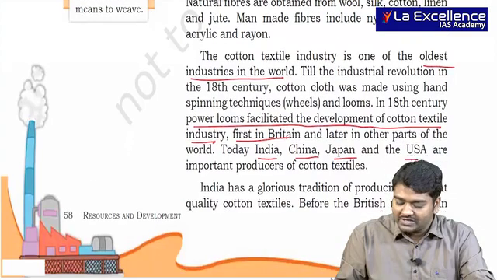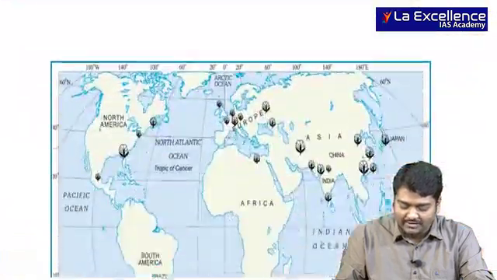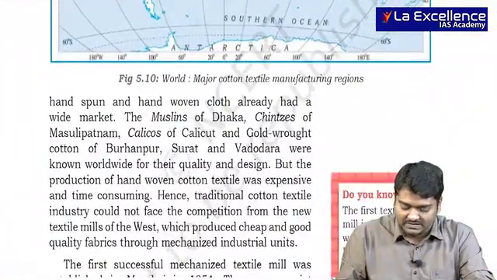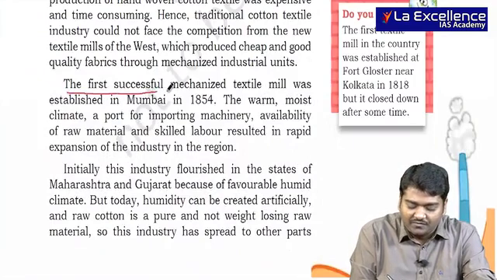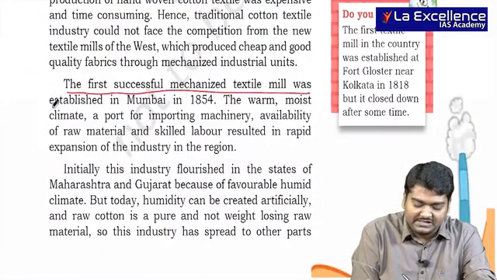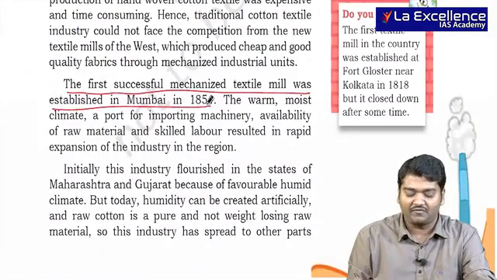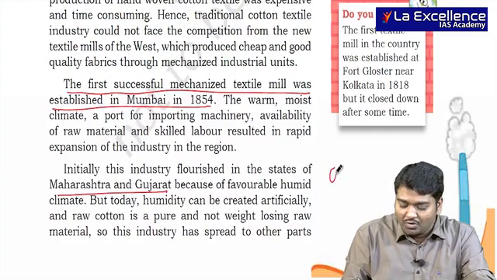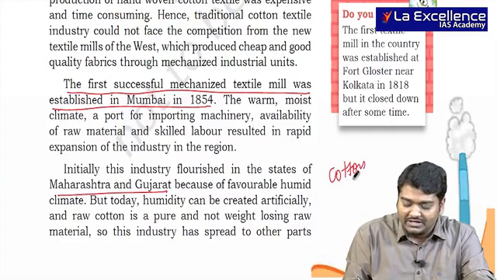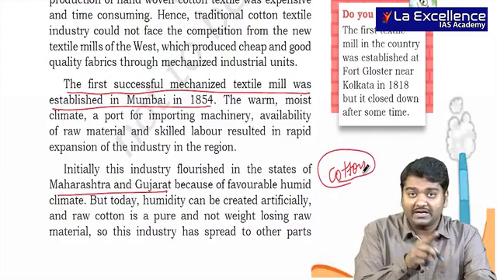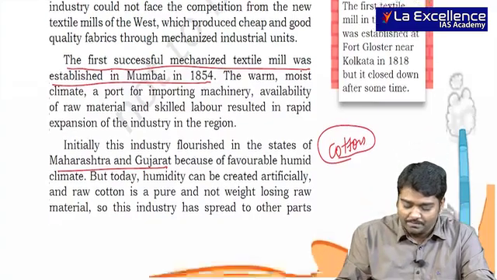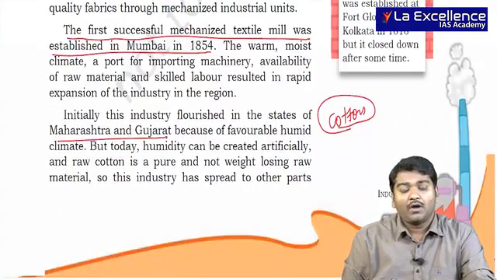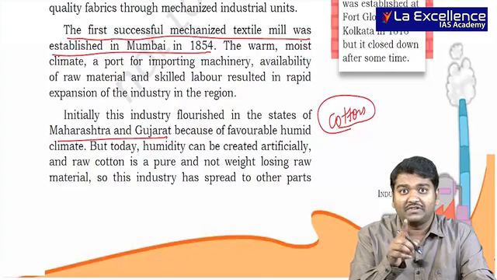India has a glorious tradition, but what is more important for us is that the first successful mechanized textile mill was established in Mumbai in 1854. Initially, this industry flourished in the states of Maharashtra and Gujarat because you had a cotton growing region there. I told you in agriculture where cotton can be best grown, and cotton is not an industry which is weight losing.